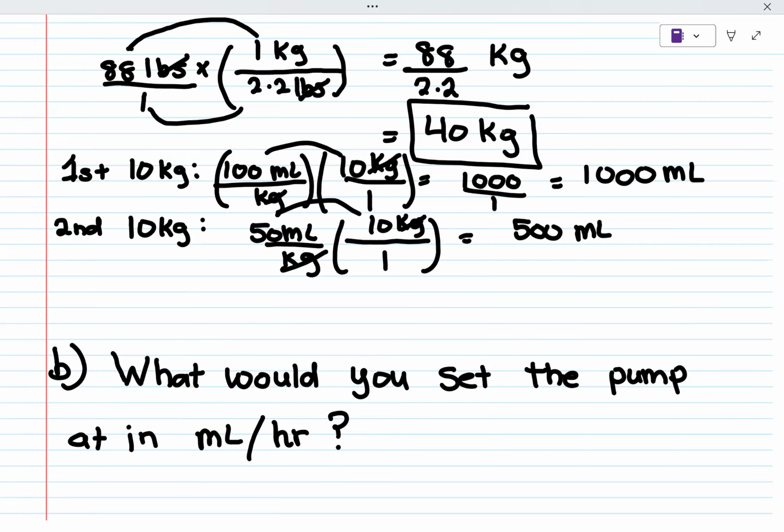So we said that this child weighs 40 kilograms. We only did 10, 20. So we only did 20 kilograms. So we have a remaining weight of 20 kilograms. So remaining weight is 20 kilograms. So it's going to be 20 ml.